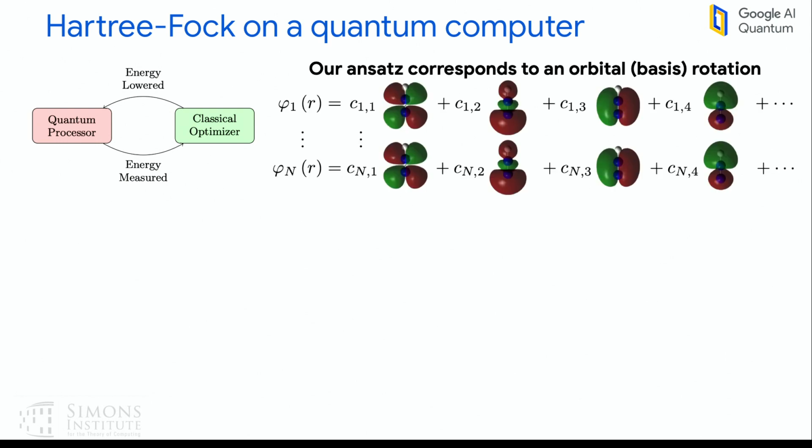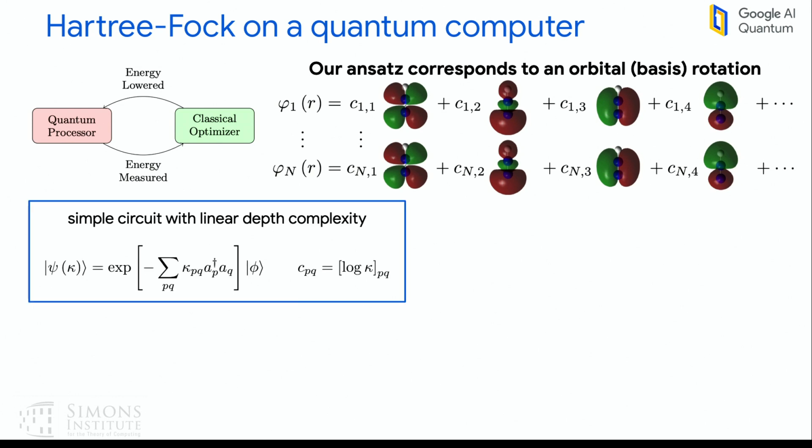But the ansatz that we use in the variational algorithm is actually an ansatz that corresponds to changing the single particle basis that we're using to represent the wave function. So if we started with orbitals like the ones that I've drawn here, the unitary that we're going to apply changes the basis such that we're now on a new basis which can be written as an orthogonal linear combination of this old basis.